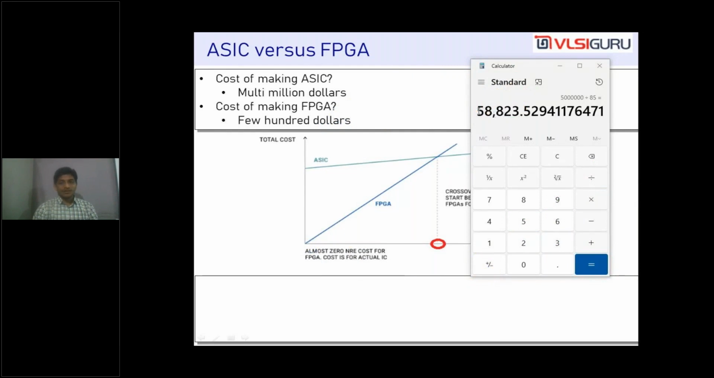58,823. That means what? Once you cross the 59,000 mark, ASIC becomes cheaper. FPGA becomes costlier.